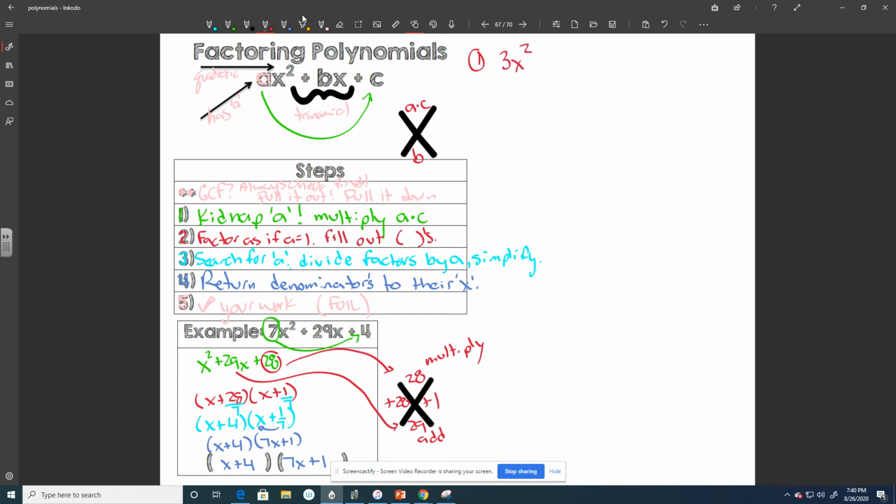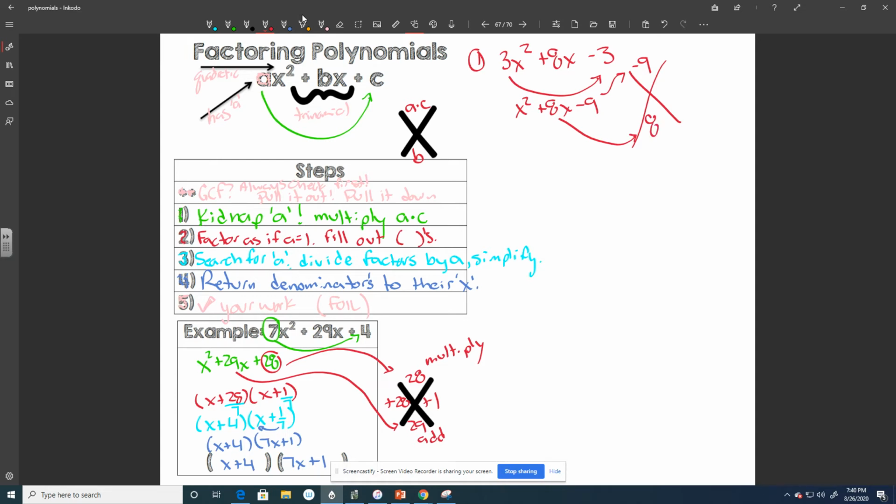Let's do 3x squared, and we'll add 8x, which means we need a minus 3. All right, so first of all, I have an A up here. I need to kidnap it and bring it here to the back. So my new equation is x squared plus 8x, and this 3 gets multiplied by the negative 3 to become negative 9. And now I can just factor. Negative 9 goes up here. The 8 goes on the bottom like it always does.